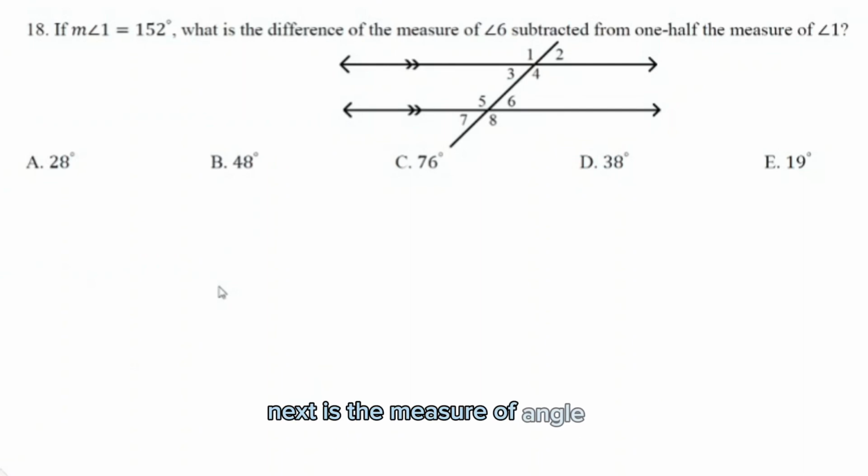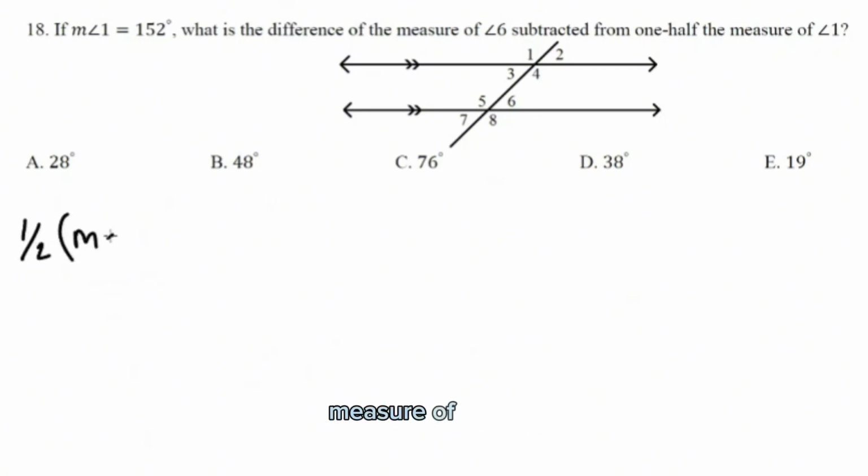Next, if the measure of angle 1 equals 152 degrees, what is the difference of the measure of angle 6 subtracted from 1/2 the measure of angle 1? Alright, this is a bit confusing, the wording, so let's break it down. They're trying to find the difference of the measure of angle 6 subtracted from 1/2 the measure of angle 1. So that's saying 1/2 the measure of angle 1 minus the measure of angle 6.